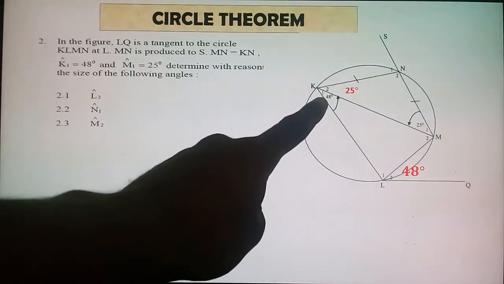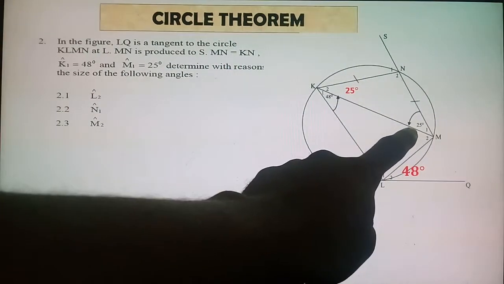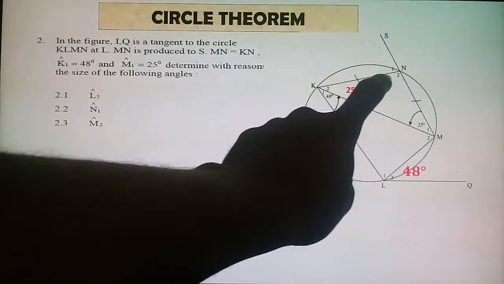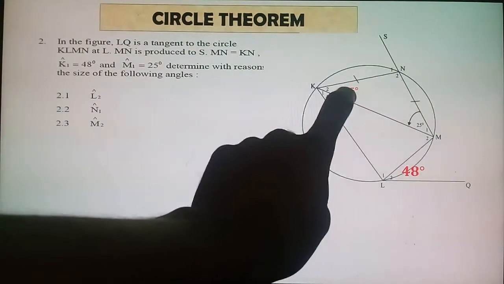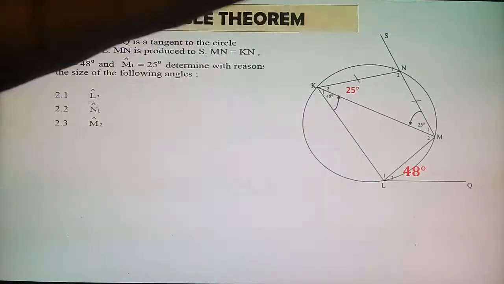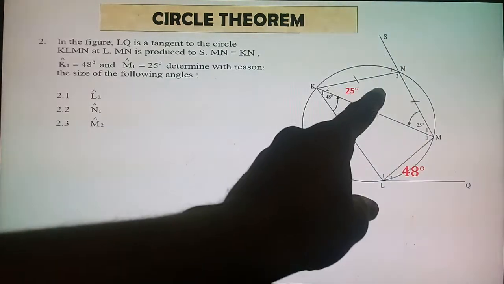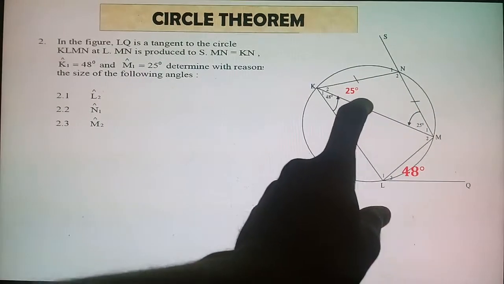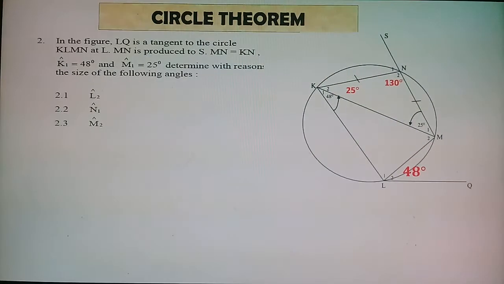Can you see now we have this 25 and that 25, and we don't know that one, and we have a triangle there. How can you find that one, because we have these two? We know that the sum of the angles in a triangle is 180 degrees. If we say 180 degrees minus these two angles, we get that one equal to 130 degrees.